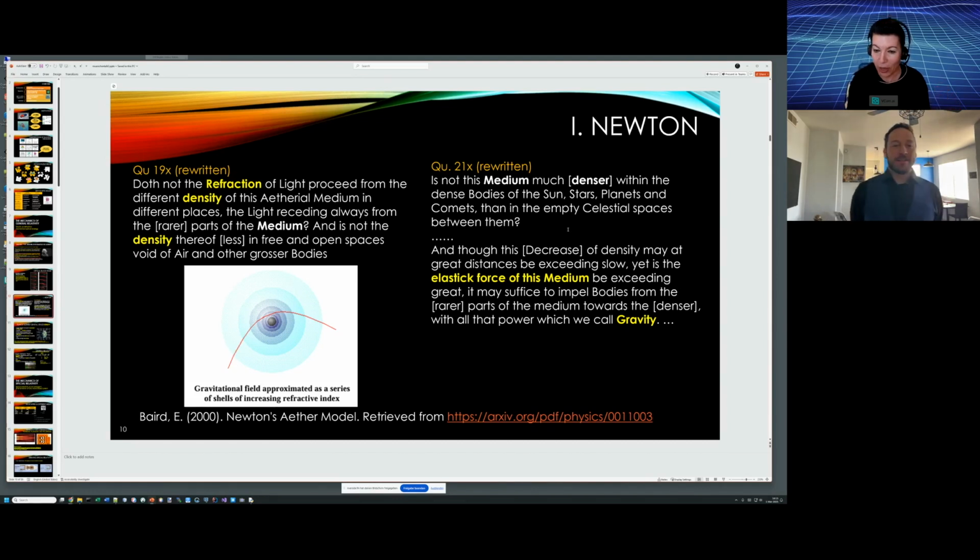And then he also talks about, though this decrease in density may at great distances be exceedingly slow, yet the elastic force of this medium be exceeding great, and so on and so on. Funny how it's spelled, right? So another clue. Newton was pretty smart, right? He even thought of whether there is a way to explain gravity using some kind of refraction model, refractive index, using some kind of medium that has density.